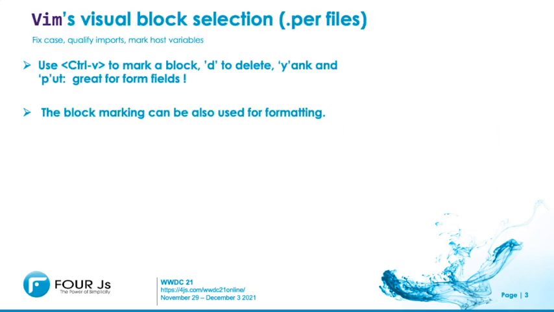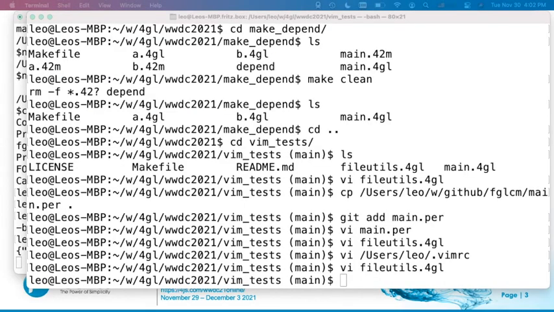I simply start with VI. I read with great pleasure that a lot of you are using VI and of course also Vim, and I try to cover some features for Vim today. One of Vim's greatest features is the Control V command to mark blocks in your code. This is especially useful if you are in a .per file. So I'm going into this main.per file.